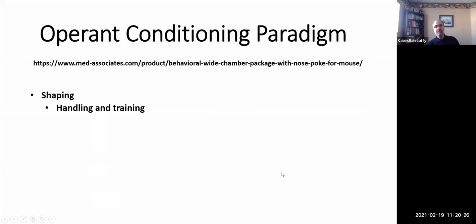So basically, the initial part is the handling and training, so that you're shaping the animals to learn the task, to do the task you're expecting the rat or mouse to do in order to receive the reward. And then after that, you use a schedule of reinforcement.